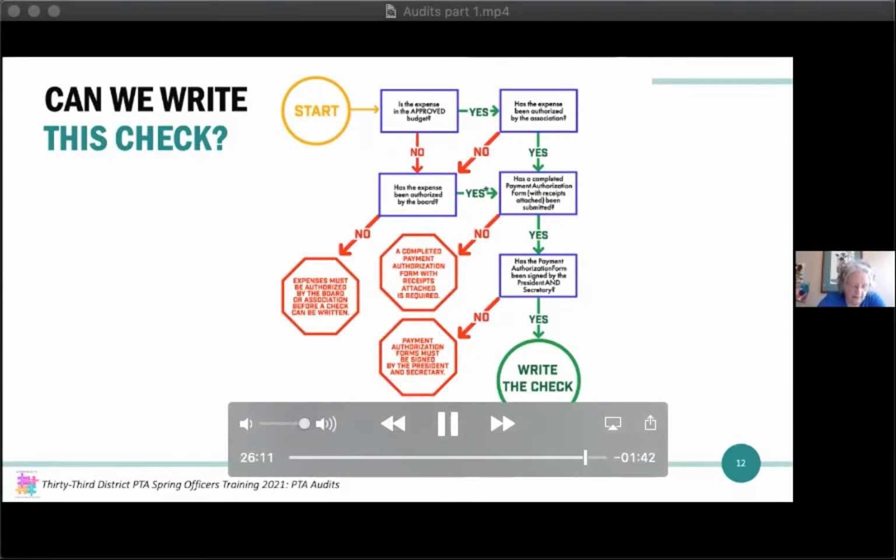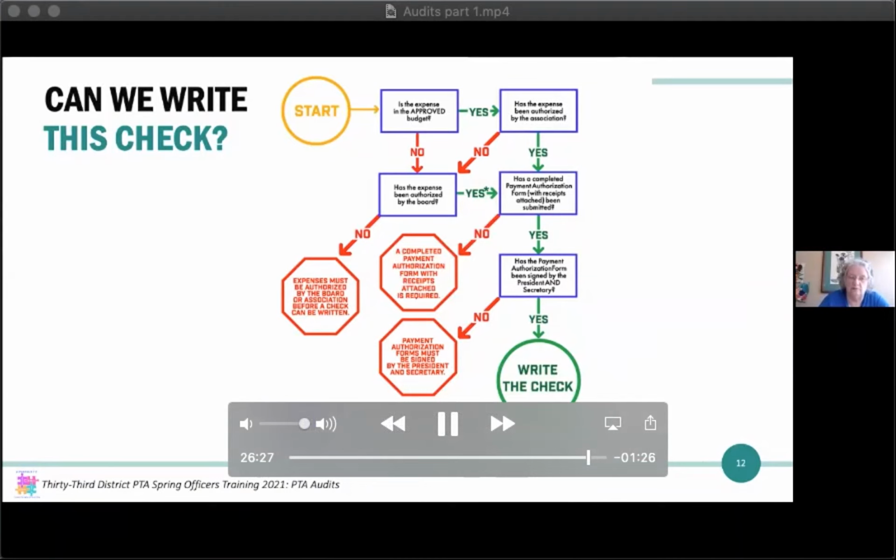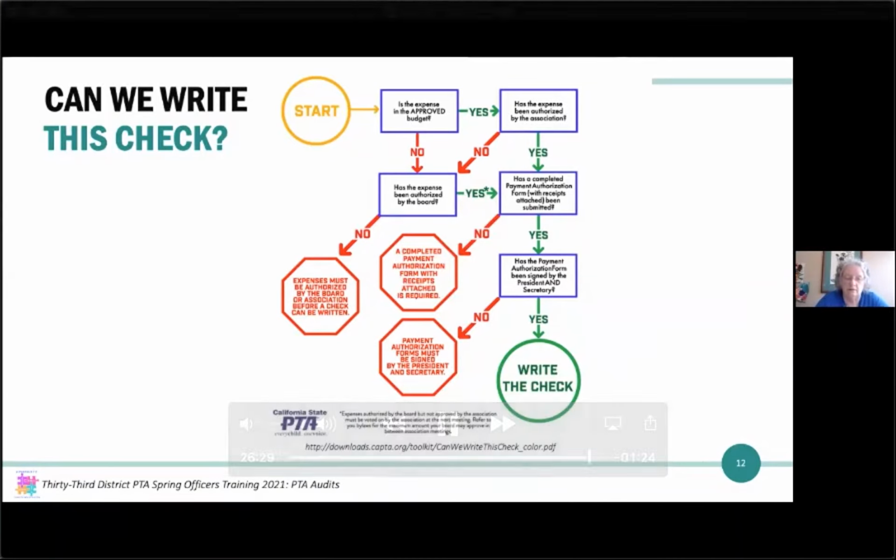So has that been authorized by the board? If it hasn't, you're done. There's nothing that can be done. You need to start over and get all those authorizations. If that's been done, then you go back to the yes, as far as the other process is concerned. And then we'll go through the normal process, as we've already talked about.